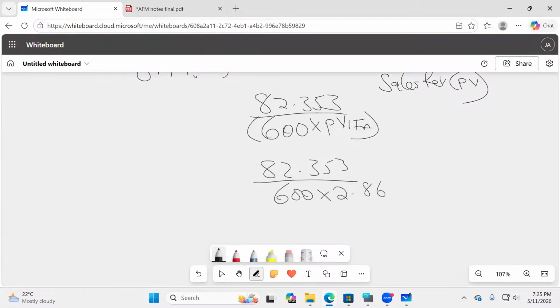2.486? Thank you so much. Don't forget to put these in brackets as you do your multiplications. So say 82.353 divided by open brackets, 600 times that. Whatever answer you get, you say times 100. What are we able to get, ladies and gentlemen? 5 point something. 5.52.